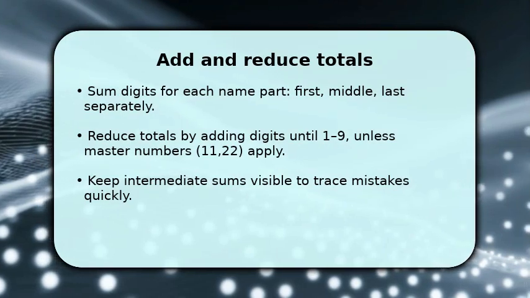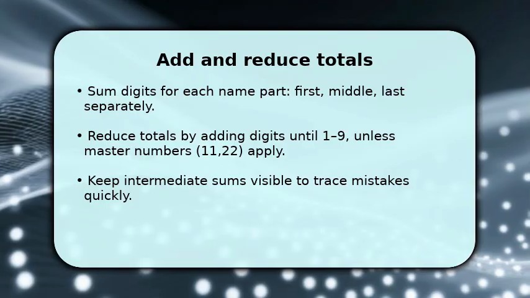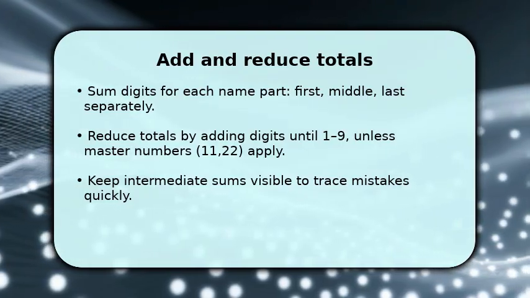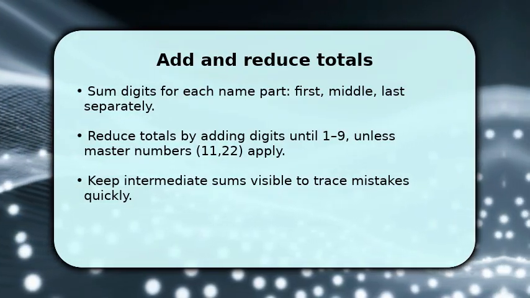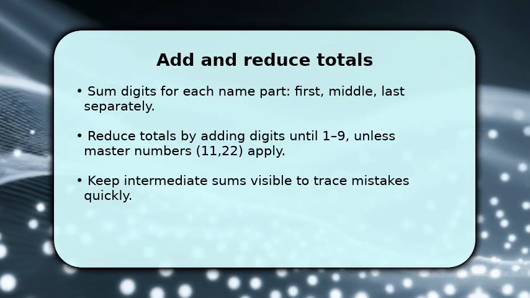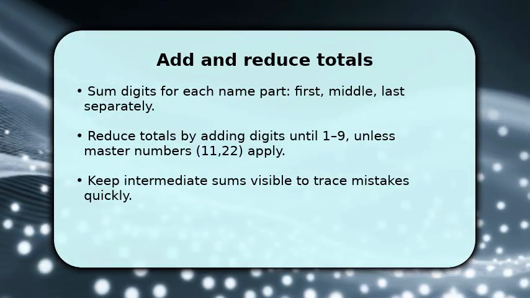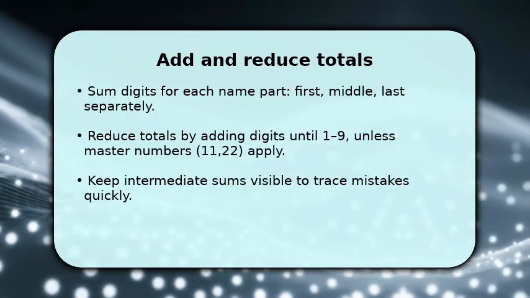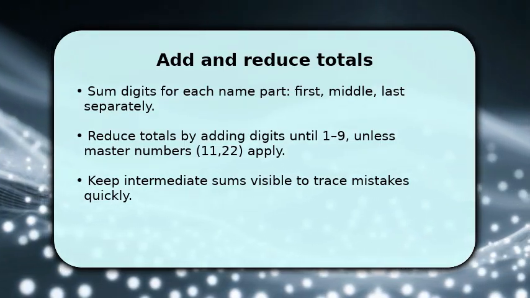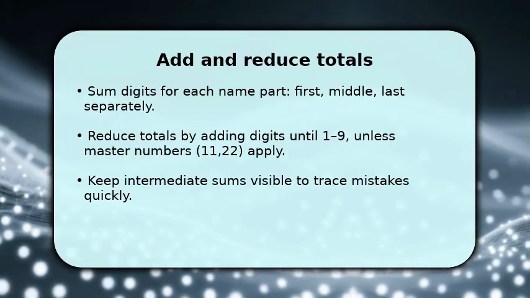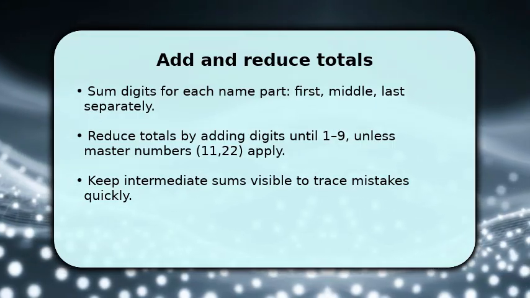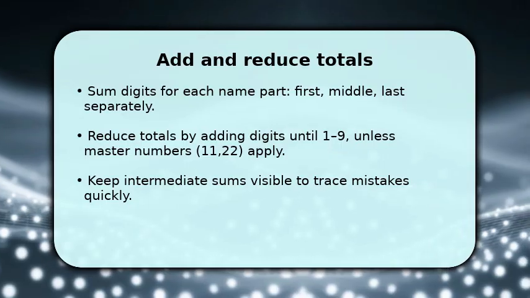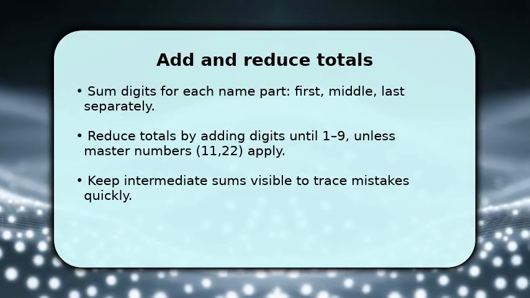Now add the numeric values for each part of the name, first, middle, and last separately, because you may want both part totals and a combined total. Once you have a sum, reduce it by adding its digits together until you get a single digit 1 through 9. However, stop if the sum is 11 or 22 and you choose to treat them as master numbers. Make sure to record each intermediate sum so you can trace back any mistake without redoing the whole list.